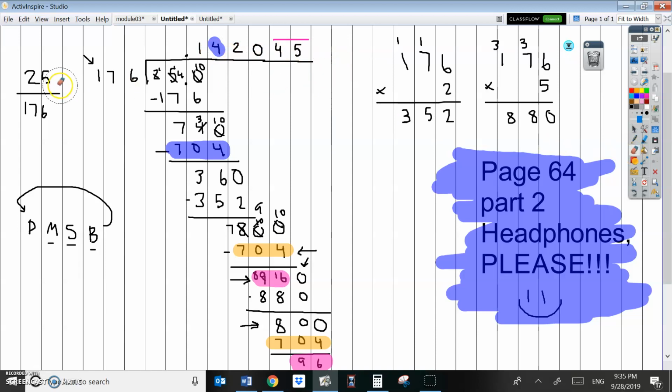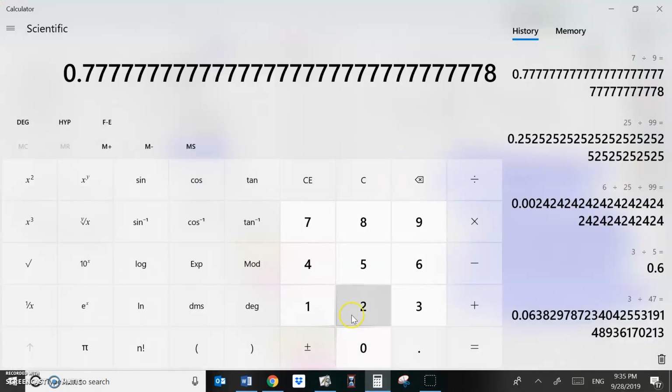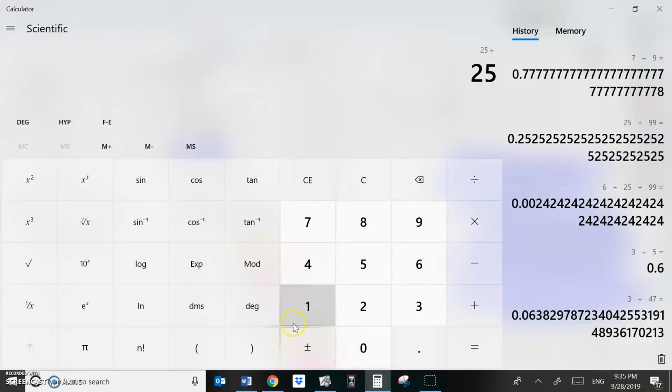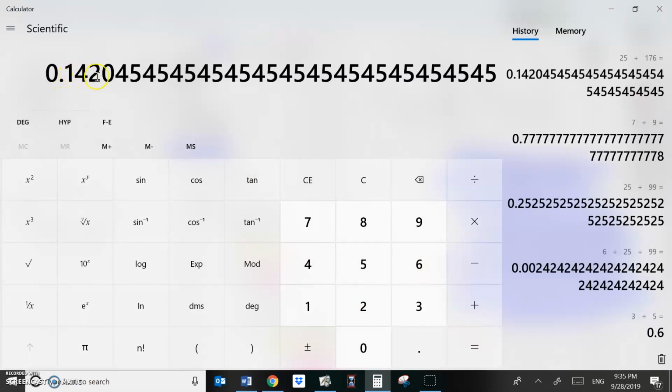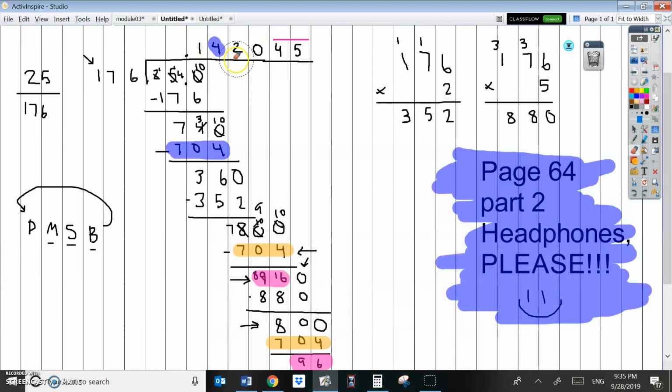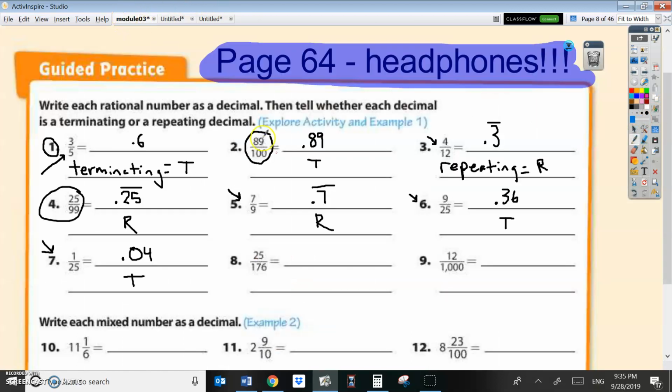And now checking on the calculator is interesting. 25 divided by 176. 0.1420454545. Is that what we have? 0.1420454545. Great. 0.14204545, repeating decimal place, repeating here.